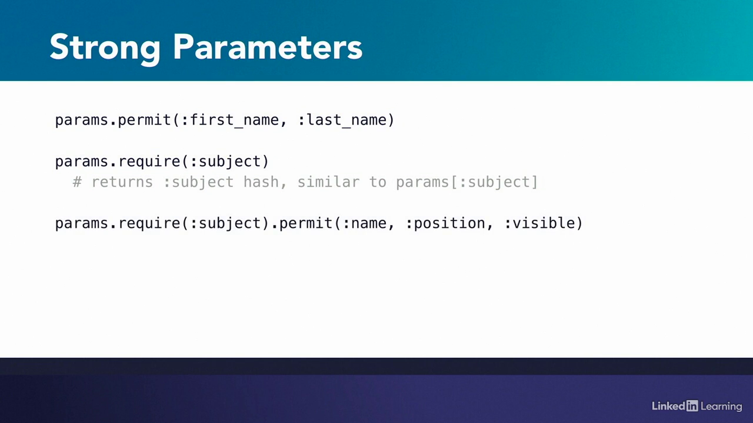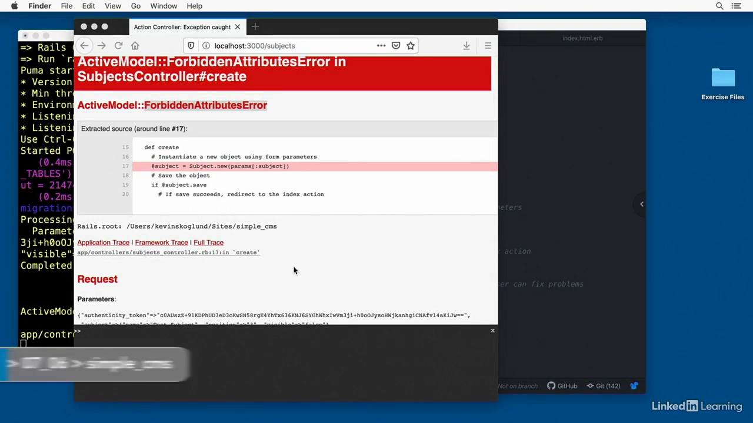So if you combine the two together, you get something like this. Params require subject, which will extract the hash from the subject params, and then mark as permitted name, position, and visible. That sets up the allow list. Any other parameters that aren't in our allow list can still be accessed one by one, but they can't be used for mass assignment. Let's see how we can fix this problem.